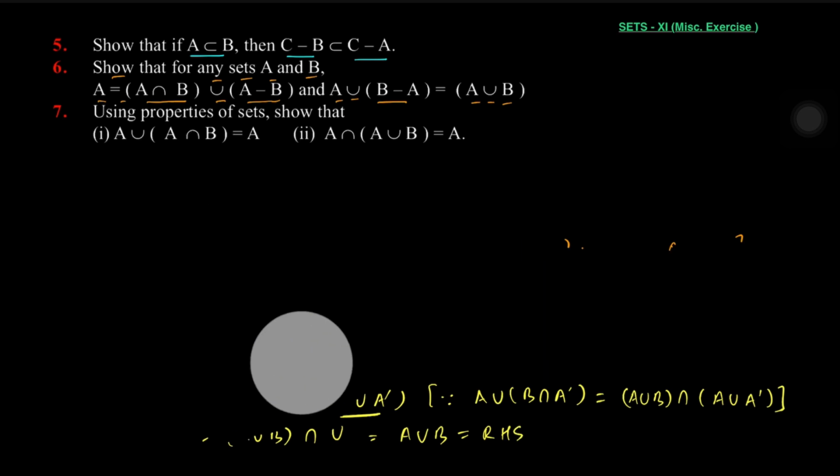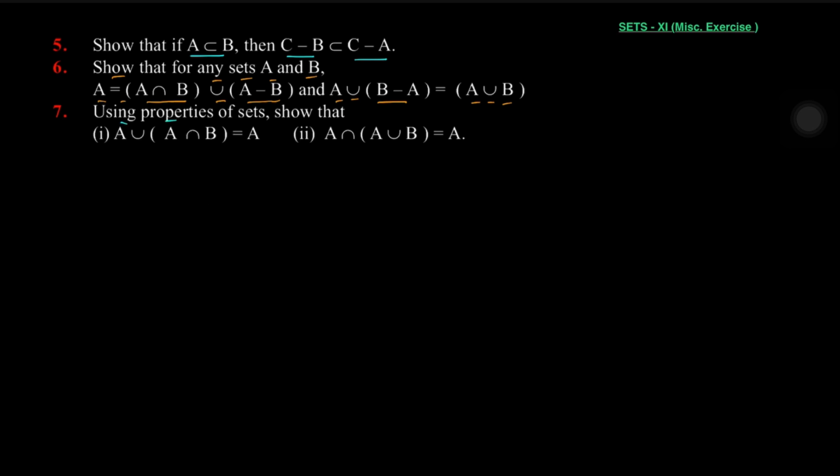Moving towards the next question. Using properties of sets, show that A union (A intersection B) is equal to A and A intersection (A union B) is equal to A. Now let us take the first part of question number 7. Here we have A union (A intersection B) is equal to A. Taking the left hand side, A union (A intersection B).